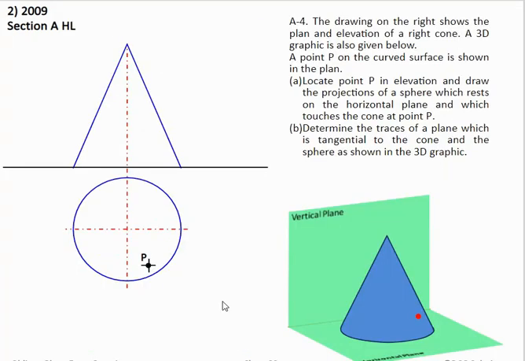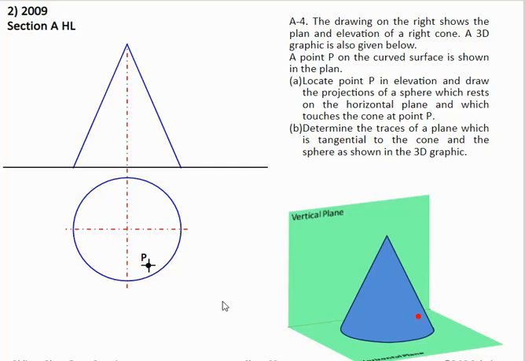Here we have a higher level short question from 2009. In the question we're given a right cone and there's a point P on the actual cone. The first part of the question is to locate point P in elevation and draw the projections of a sphere which rests on the horizontal plane and touches point P. So this is a typical solids in contact question. The next part is to determine the traces of a plane which is tangential to the cone and to the sphere.